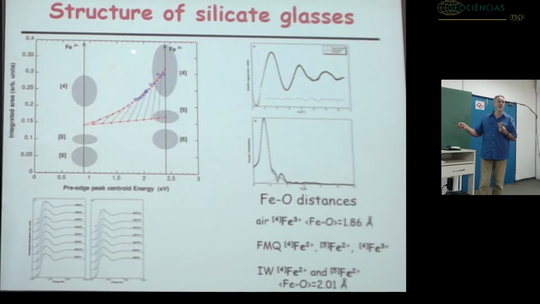Here is purely 4. So when you oxidize, you increase the fraction of tetrahedrally coordinated cation, which means you increase the polymerization of the melt. Furthermore, when oxidizing, you reduce the iron-oxygen distance in the tetrahedron from close to 2.0 or 2.05 angstrom down to 1.86. Shorter bonds means stronger bonds. And even if not quantitatively, that helps to qualitatively explain why, when oxidizing a silicate melt, the viscosity increases.